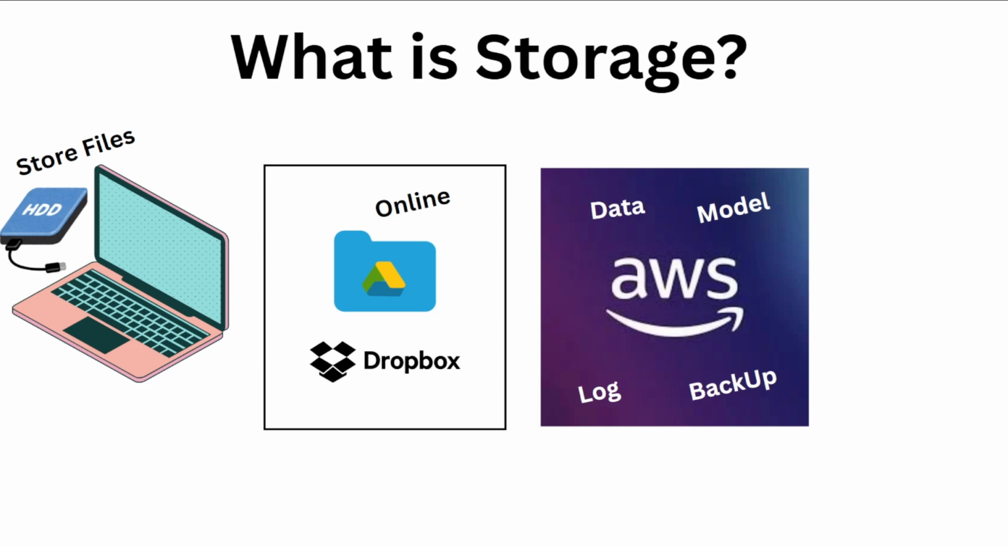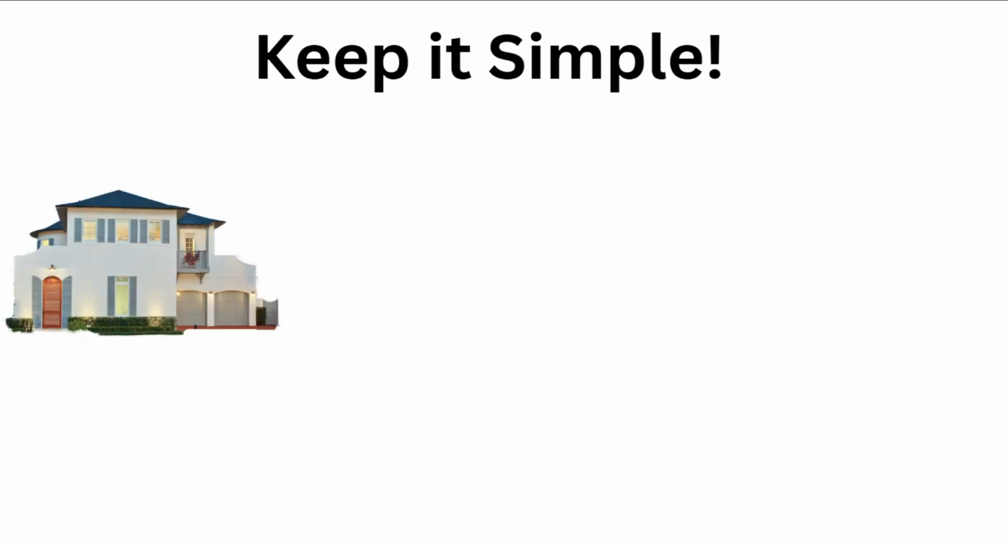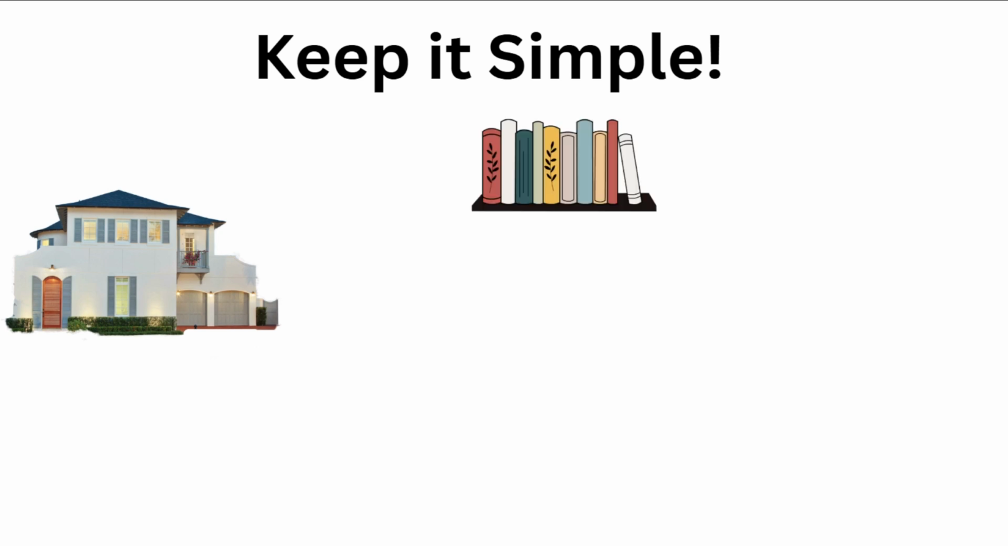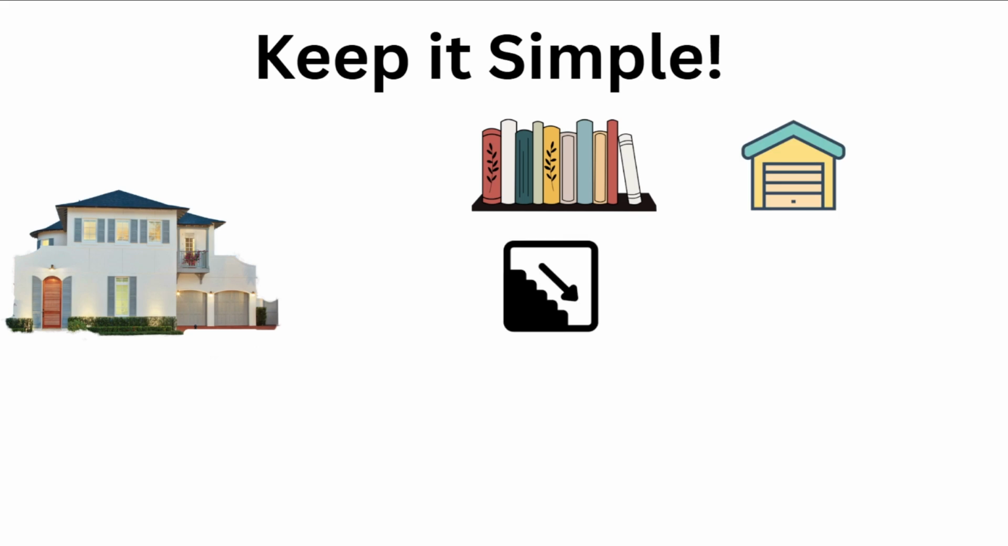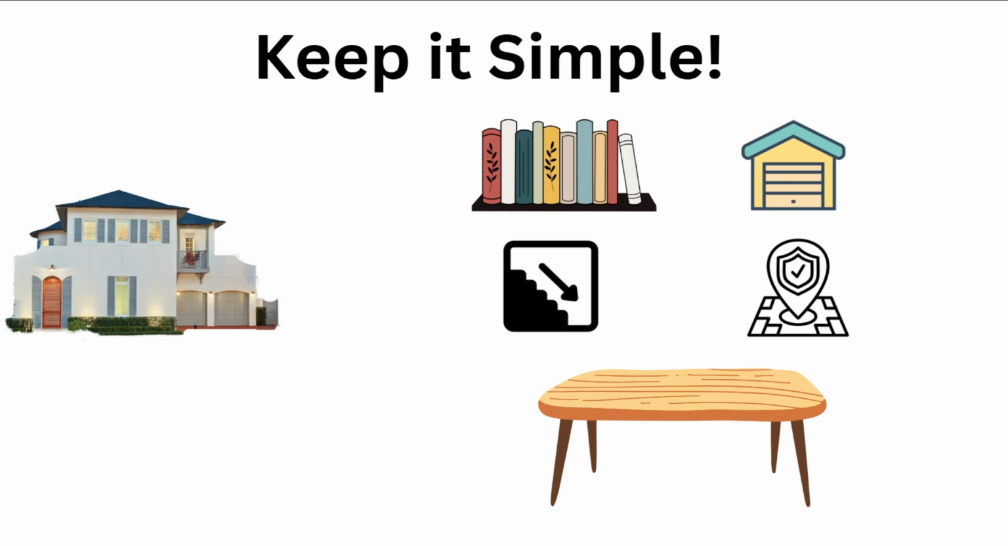Now, to keep things simple, you can imagine that your house has different places to store things, right? Like a bookshelf for everyday items, a garage for heavy stuff, a basement for old junk, a safe for sensitive stuff, and a temporary table for stuff you are using right now. AWS gives you the exact same storage options. So let's go through them.